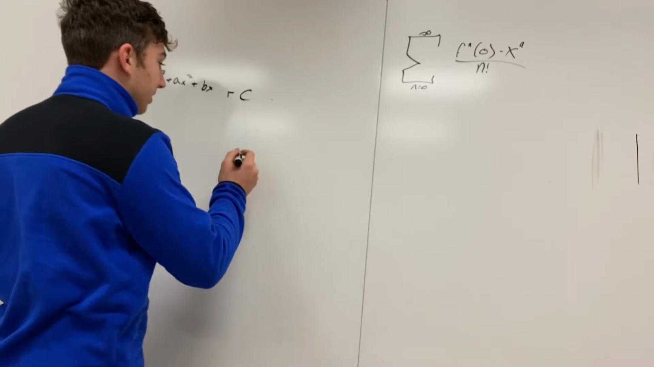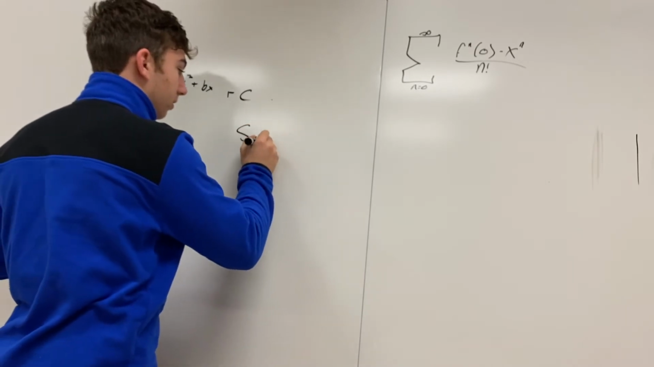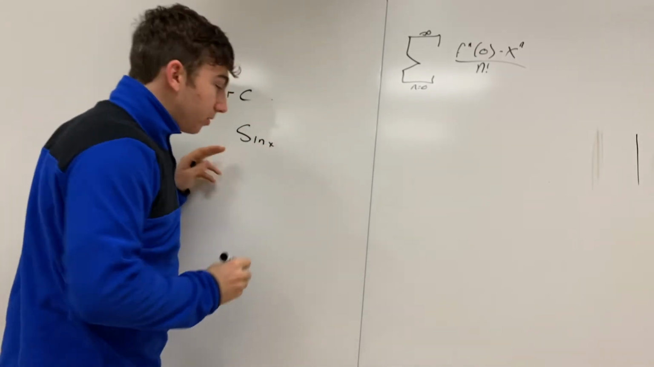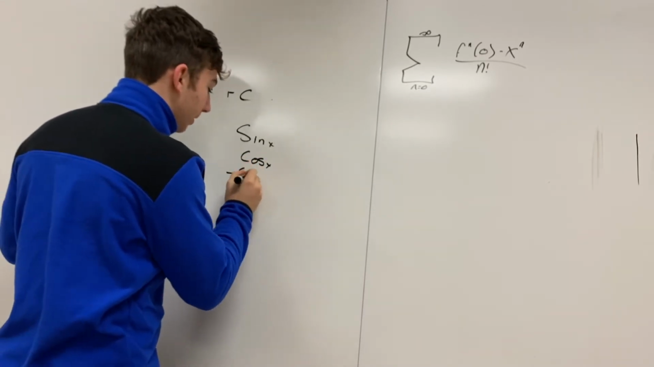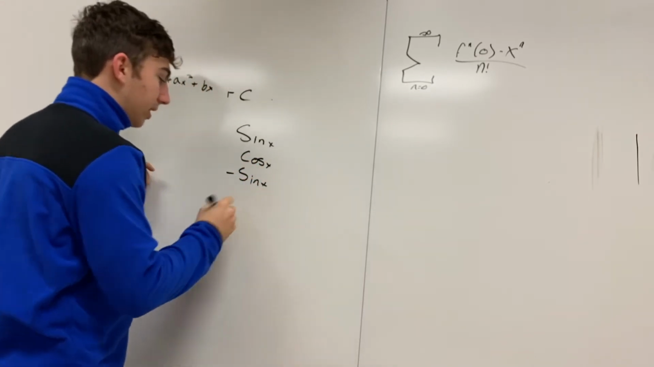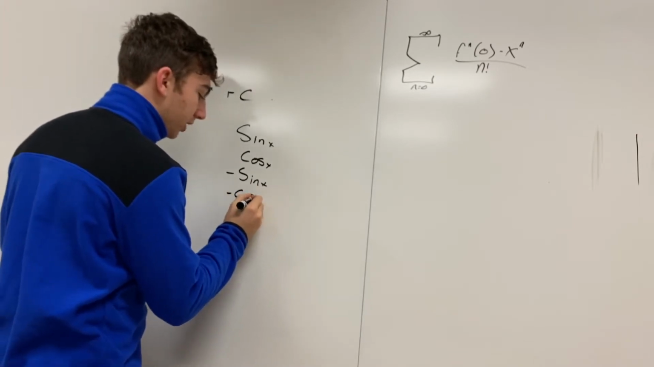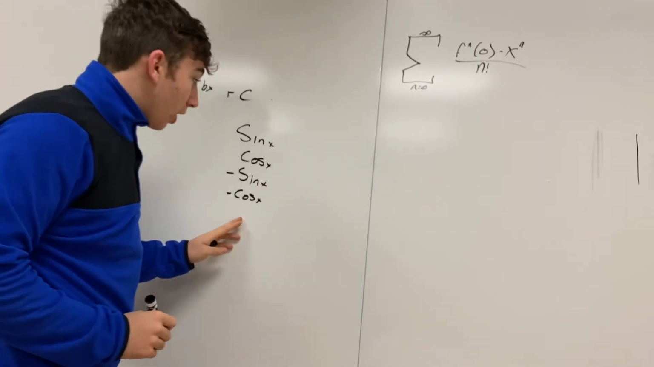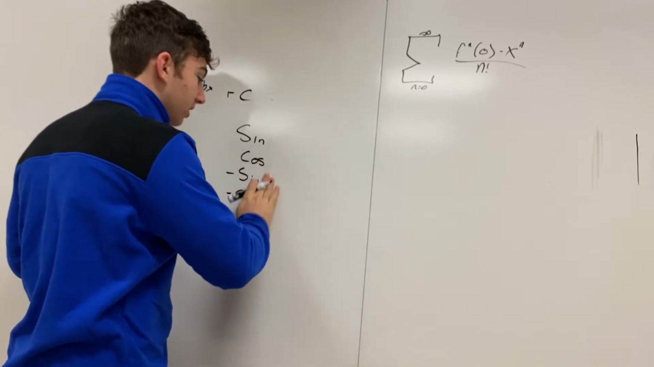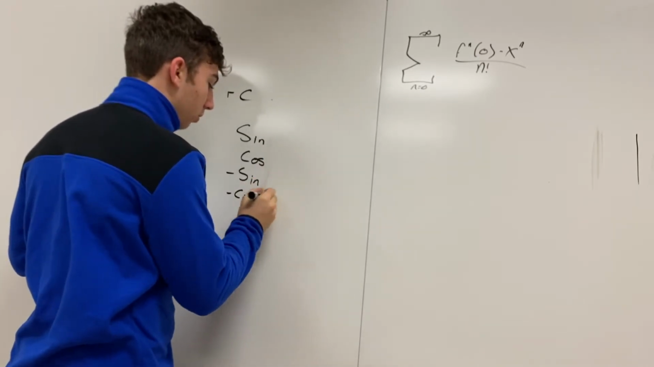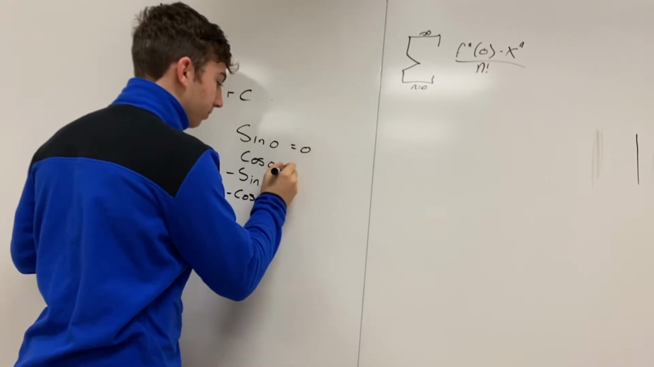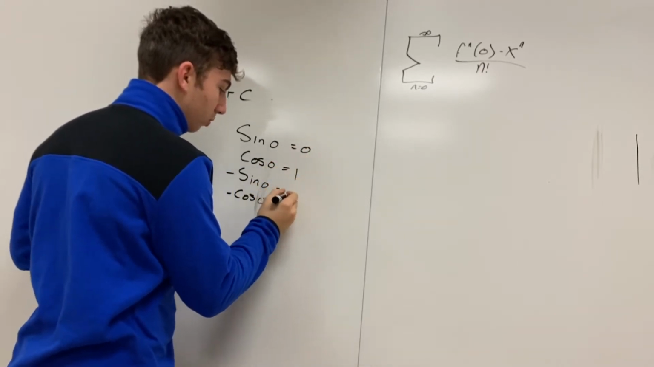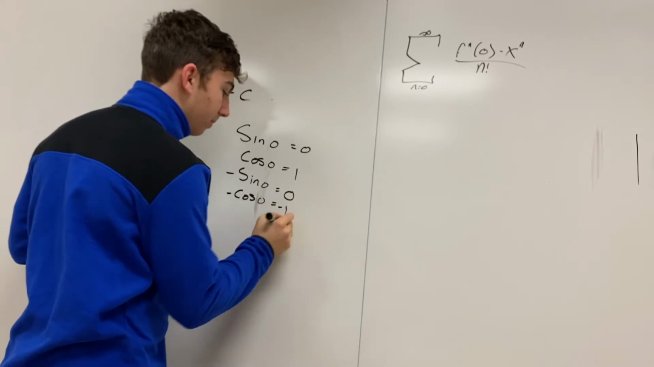So when we're writing the sine function, we have sine of x. When we take the derivative of this, we get cosine of x. When we take the derivative of this, we get minus sine of x. And when we take the derivative of this, it's minus cosine of x. Now, since we're doing it around the point 0, we're going to plug in 0 for the x coordinate. So this will be equal to 0, this will be equal to 1, this will be equal to 0, this will be equal to minus 1.